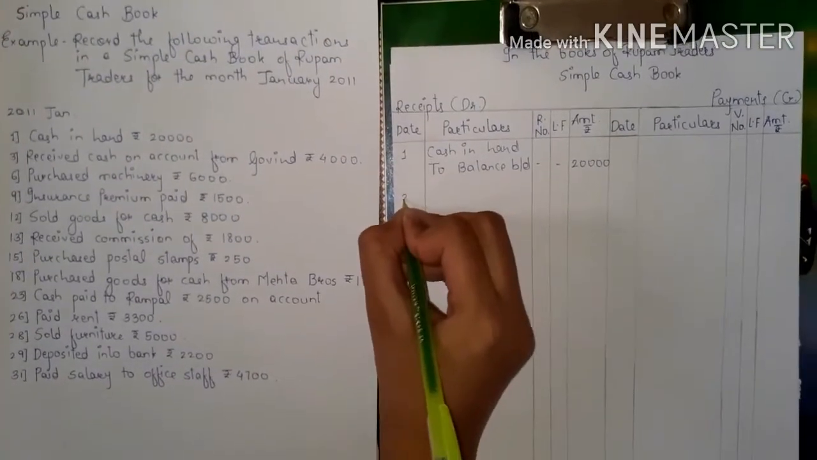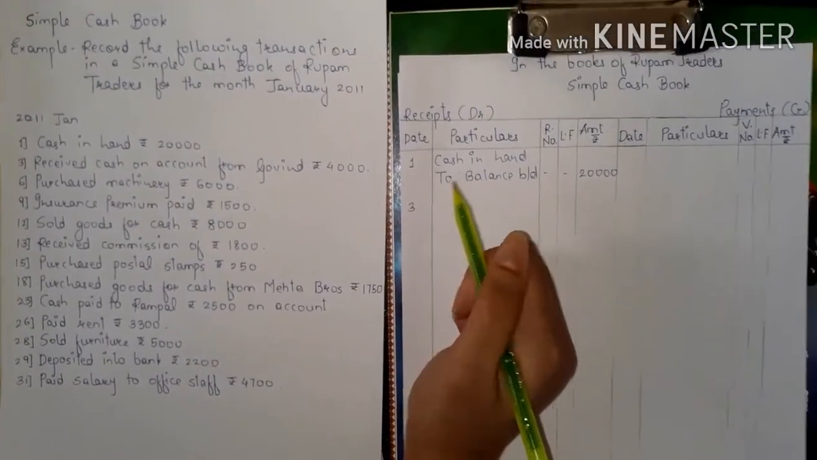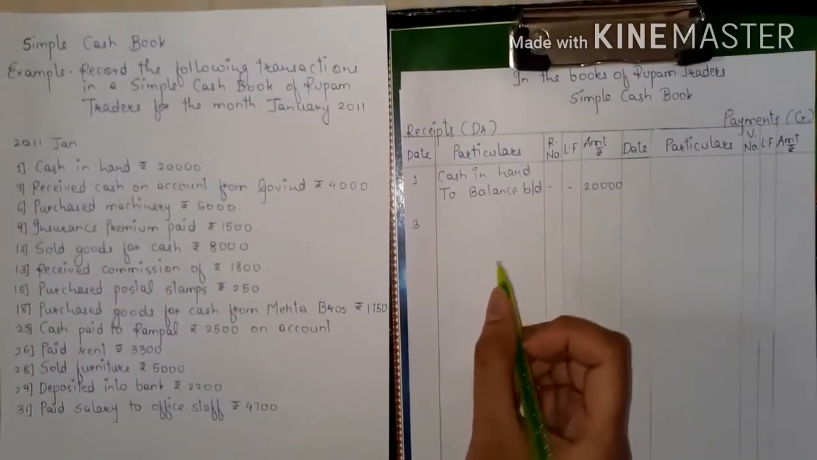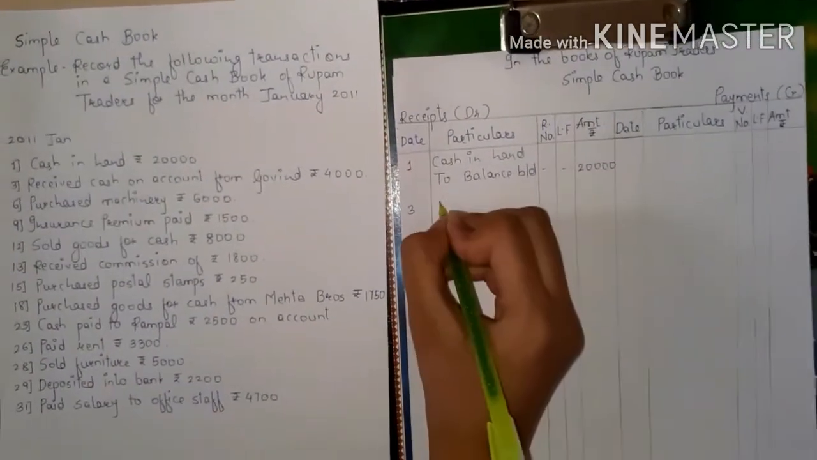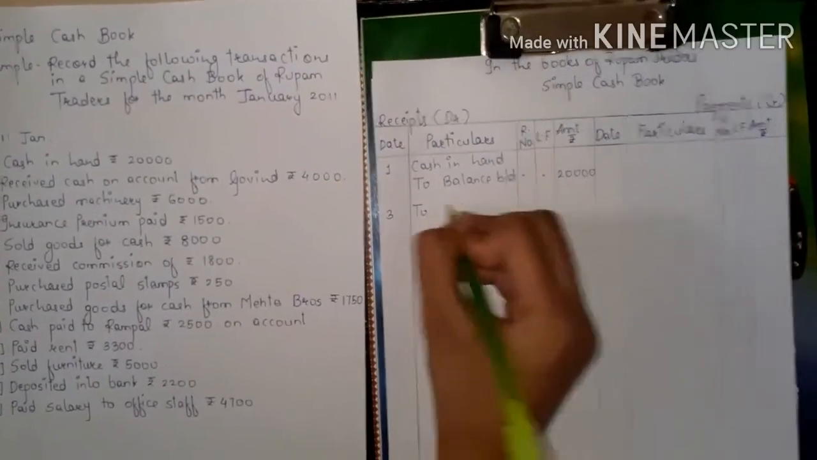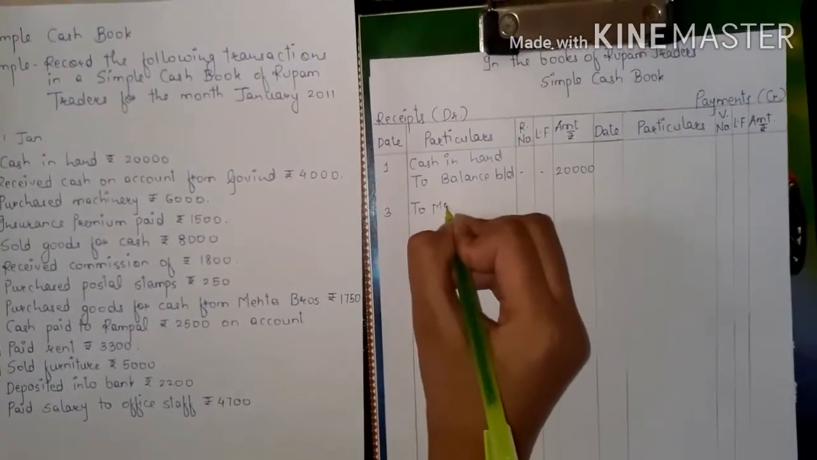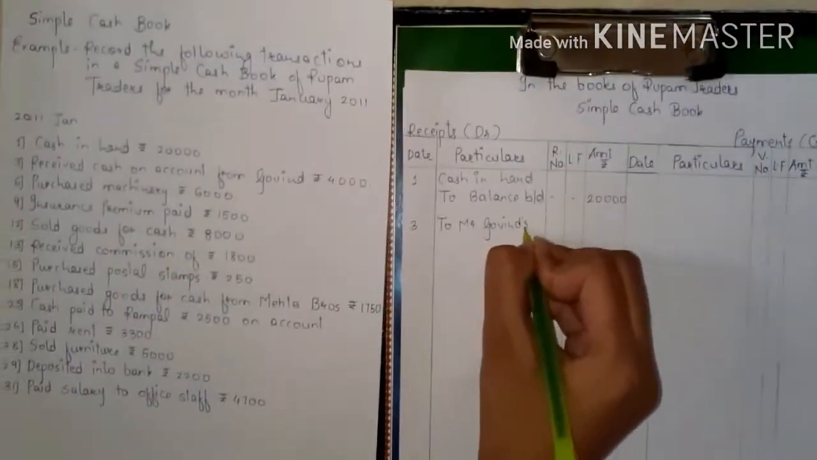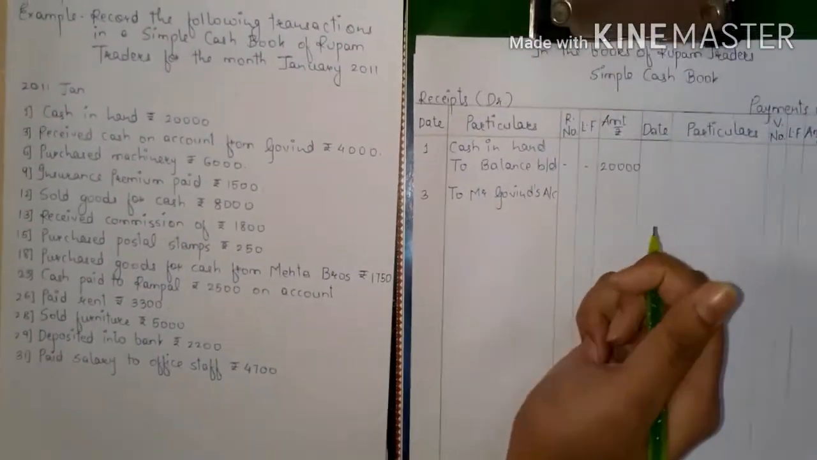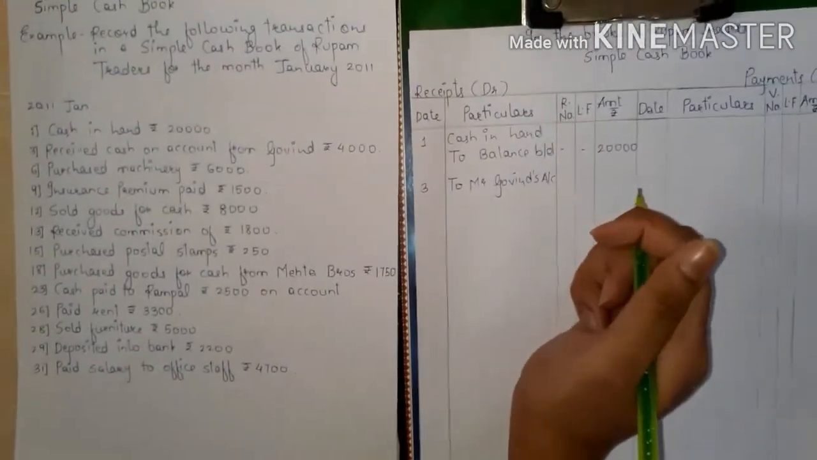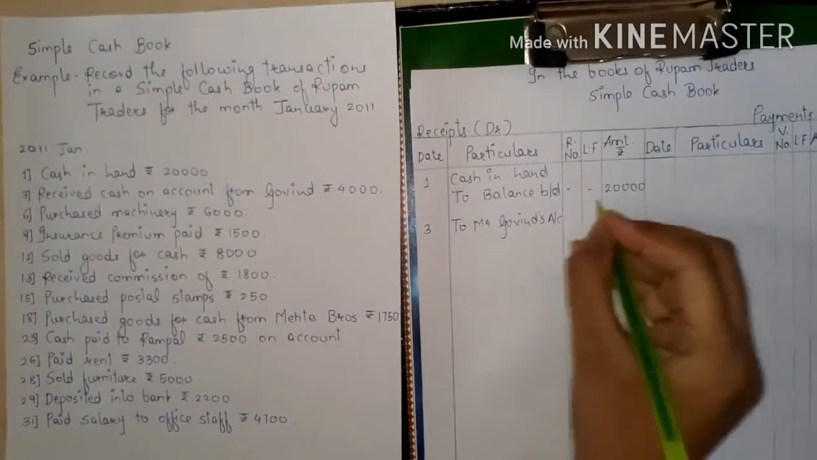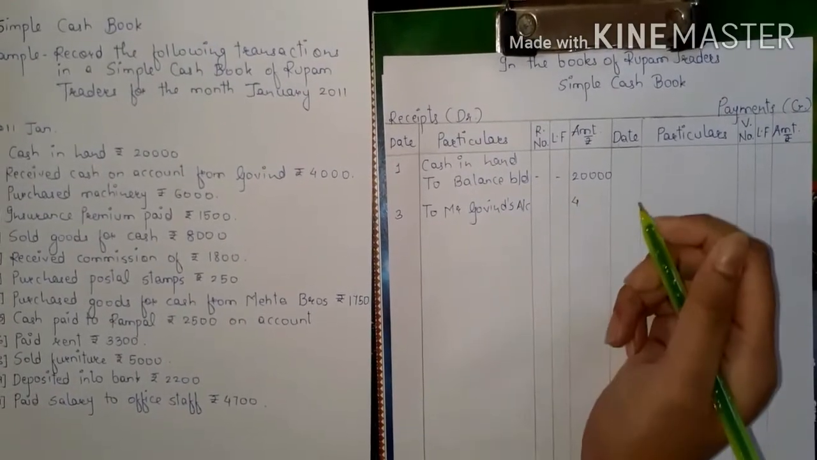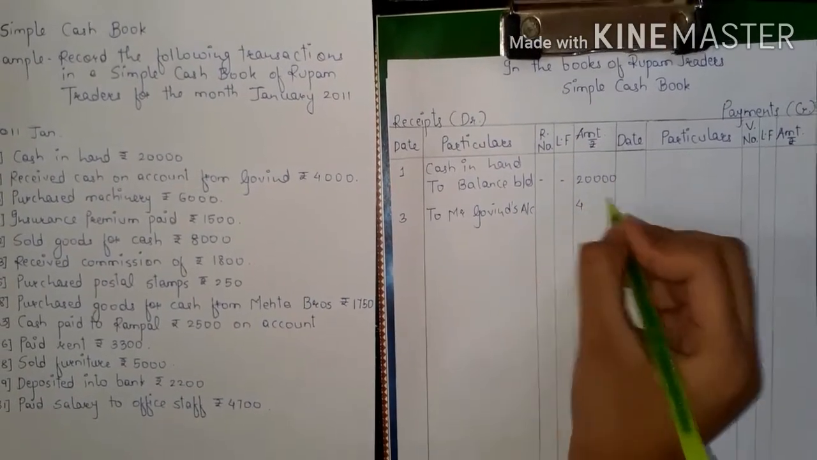On 3rd January, received cash on account from Govind. So to Mr. Govind's account, because from Govind we are receiving it, so we are going to write here to Mr. Govind's account. Amount 4,000. No receipt number, no ledger folio number, it will be nil.